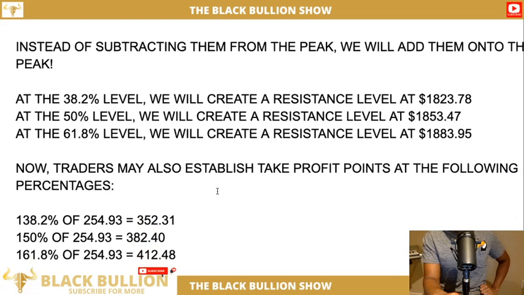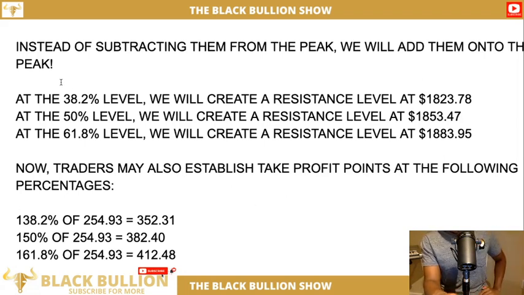So at the 38.2% level, we will create a resistance level at $1,823.78. Don't we want to see that? Or even better, at the 50% level, we could have a resistance point or resistance level at $1,853.47. And with 61.8%, a resistance level at $1,883.95. Now, traders may also establish take profit points at the following percentages.